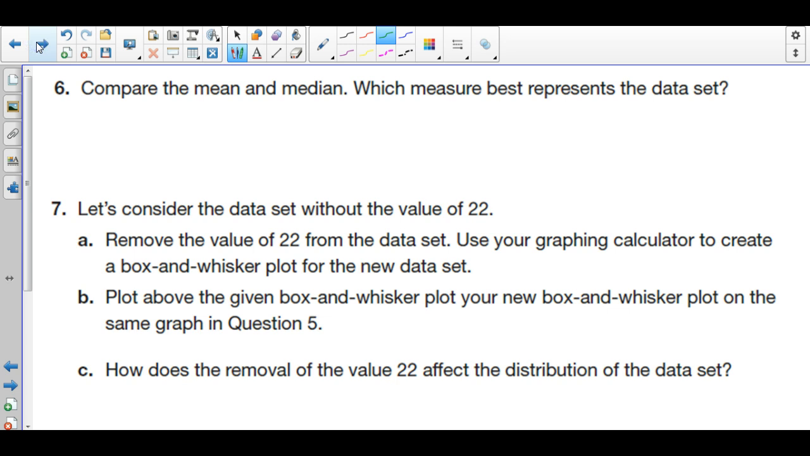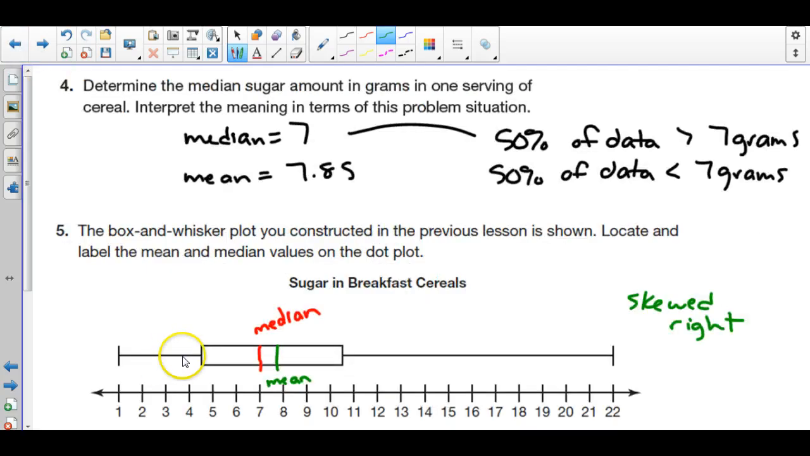Now this is saying compare the mean and the median, which I did. Because it says which measure best represents the data set, I would choose the median, only because it's going to be really focusing on where the peak of our data is, and again, it's that 50-50 split, that 50% of your data is on one side of it, 50% on the other side. It's a good number to go off of.